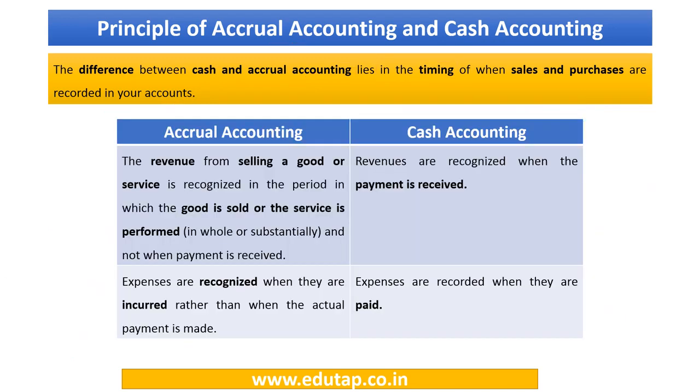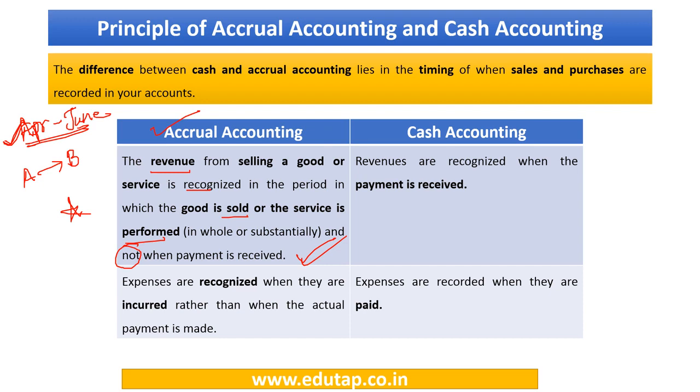So here, let us go line by line. Just come to accrual accounting. The revenue from selling a good or service is recognized in the period in which the good is sold or the service is performed, okay, and not when the payment is received. Now relate the example that we were discussing. Basically, company A sold the goods to company B in the April-June quarter, right? So what they are doing is making the entry of receiving the payment in this particular quarter, and they are not doing it when the payment is actually going to be received in hand.